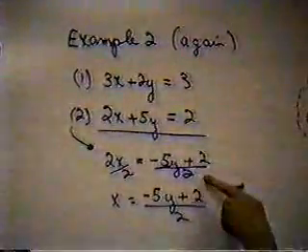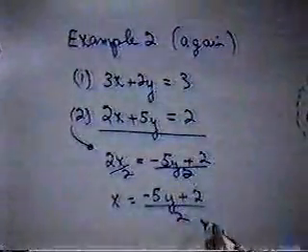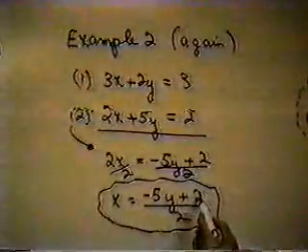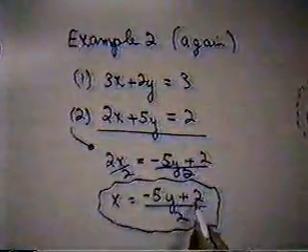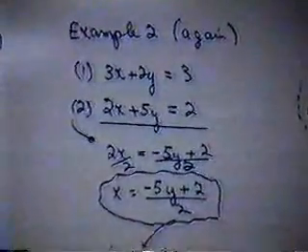And I'm going to show you why to do it this way. Don't divide 2 into that and 2 into this one. Just say all of this divided by 2. So therefore, x is minus 5y plus 2 over 2. I will replace that for the x in equation 1.